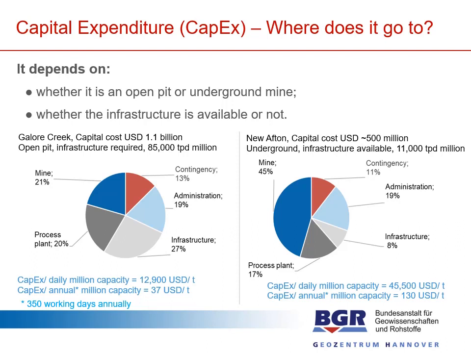On the right-hand side, we have an underground mine with available infrastructure and a far lower throughput of only 11,000 tons per day. Investment costs are 500 million US dollars. And you can see that contingency and administration is relatively similar to the open pit. But due to the available infrastructure, the amount spent here is by far lower. The processing plant is 17%, comparable to the open pit, but the difference here is clearly the mine, where 45% of the costs go to the mine.